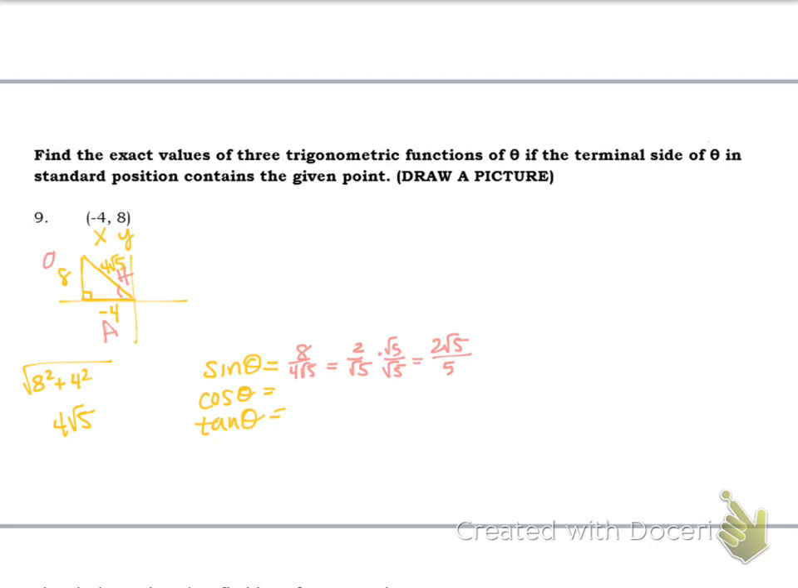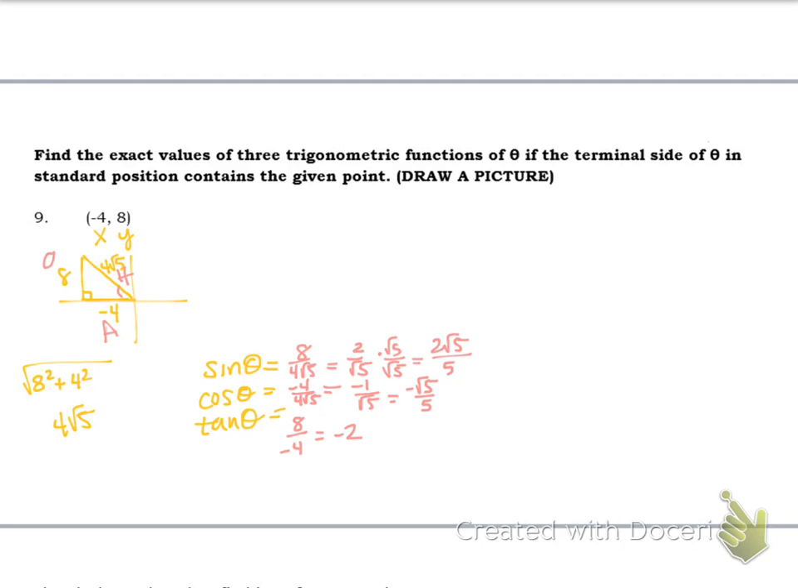Cosine is adjacent over hypotenuse. So I simplify my 4's. And then multiply by the square root of 5 over the square root of 5. So that square root of 5 will go on top, and it will just become a regular 5 on the bottom. Tangent is opposite over adjacent, which should just simplify to negative 2.